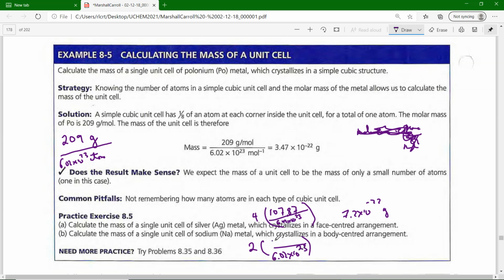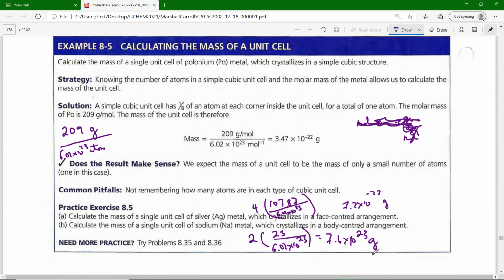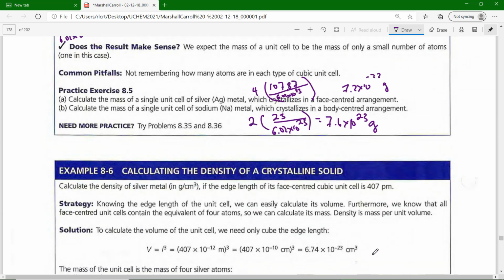22.99 something. Let's just round it to 23. So 46 divided by 6.02 by 10 to the 23. 7.6 by 10 to the minus 23 grams. Okay, so those are the masses of single unit cells for a few metals, and that's going to help us with some of these other things with density.